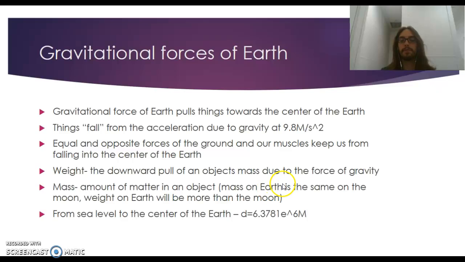So the mass on Earth is the same as the mass on the moon, but the weight on Earth will be more than on the moon because the Earth has more gravitational acceleration than the moon does. So if you're 40 kilograms on Earth, you're going to weigh less on the moon.